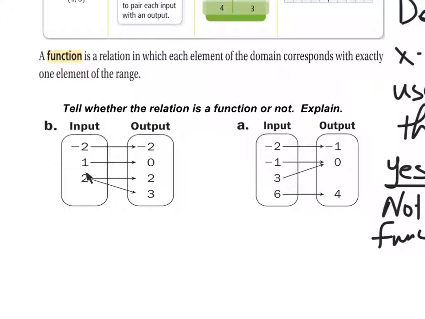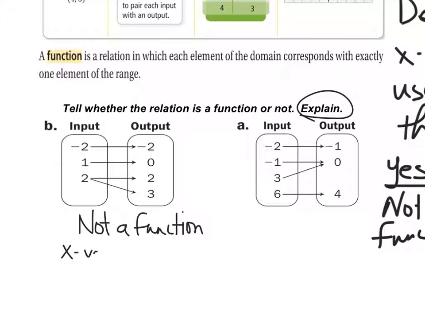And then you look at 2, and you see 2 has 2 arrows. 2 goes to 2, and 2 goes to 3. Well, that can't happen. Okay, 2 can only go to one number. So the input, or the x value, can only go to one number. This guy is not a function. And they're going to ask you to tell me why when they say explain. Okay, so we simply say the x values repeat. And if the x values repeat, that cannot happen. Okay, it's not a function.